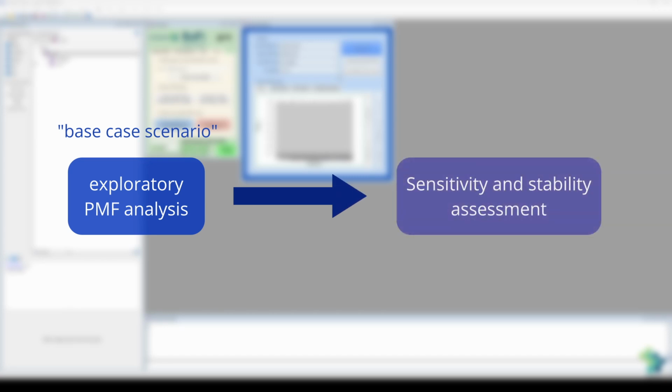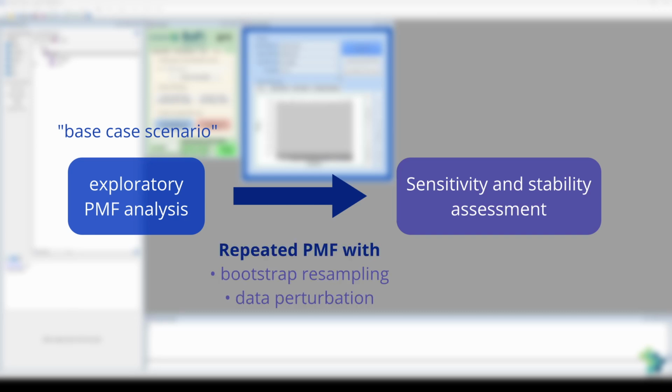Once you're past the exploratory stage of your PMF analysis, meaning that you've looked at individual PMF runs to understand what a reasonable solution looks like, the next step is to check the robustness of your solution. To do that, you start running PMF many times, and you also combine this with either the bootstrap resampling strategy or also the input perturbation to help you assess the statistical stability of your solution.